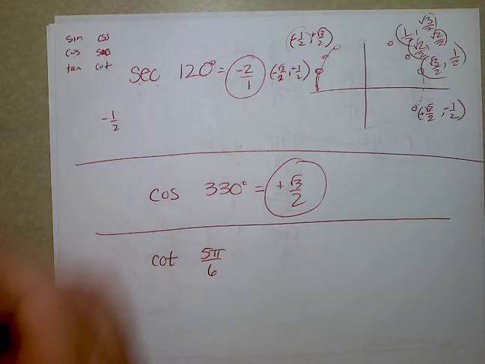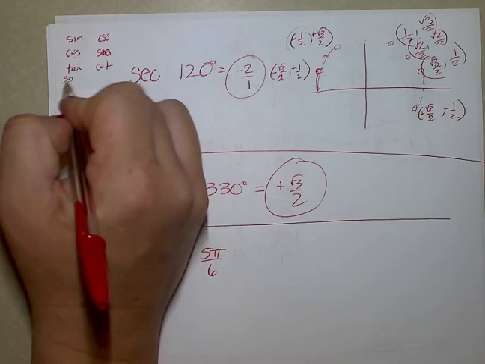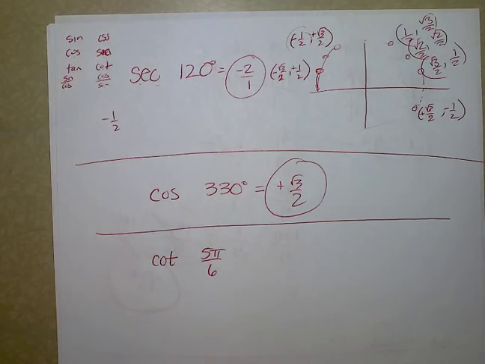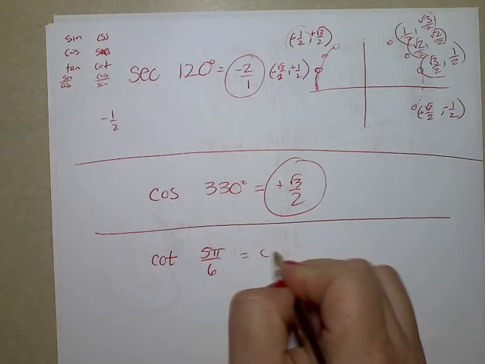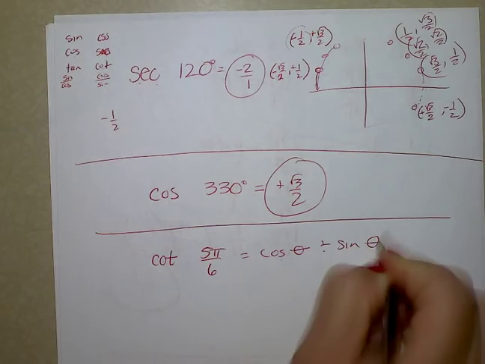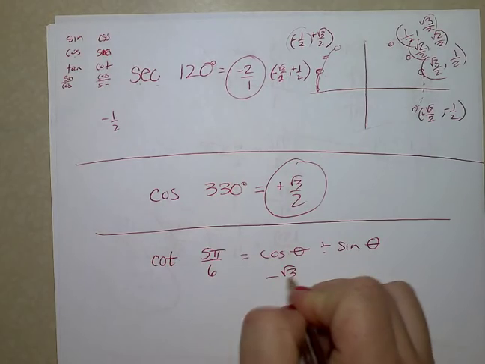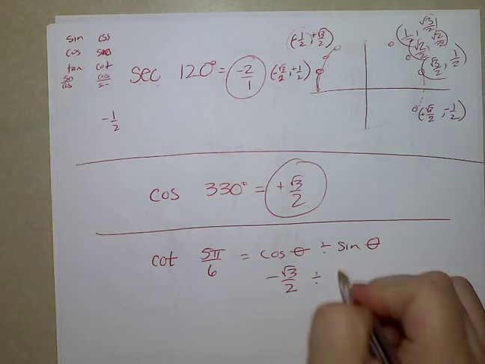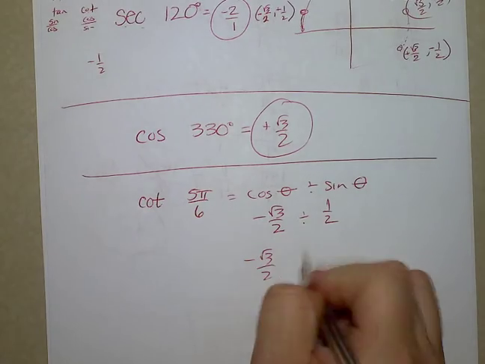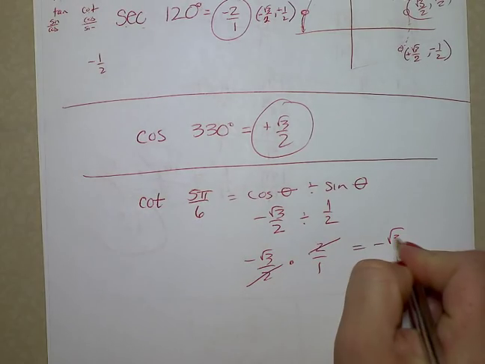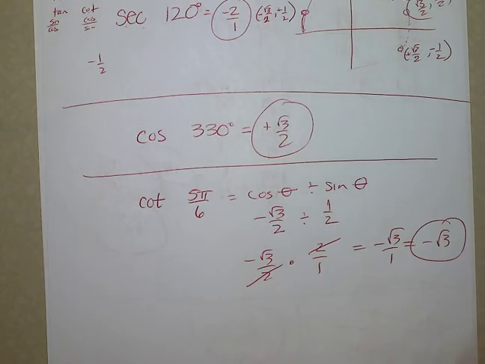You need to have memorized that tangent is sine over cosine, which means the cotangent is cosine over sine. So I want to know what is the cosine of this angle divided by the sine of this angle. The cosine is negative radical 3 over 2 divided by the sine, which is positive 1/2. When you divide fractions, you turn it into multiplication and flip the second. The cotangent of 5 pi over 6 is negative radical 3.